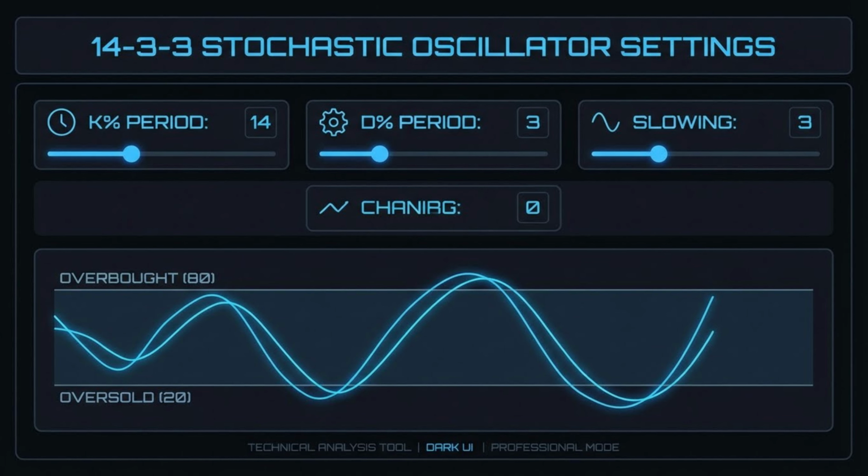In this setup, the %K period is set to 14, meaning the oscillator calculates momentum based on the last 14 price periods. This gives traders a clear view of where the current closing price sits relative to its recent high-low range. The %D period is set to 3, which means the %D line is simply a 3-period moving average of the %K values. This smoothing helps reduce noise and makes crossover signals easier to interpret.